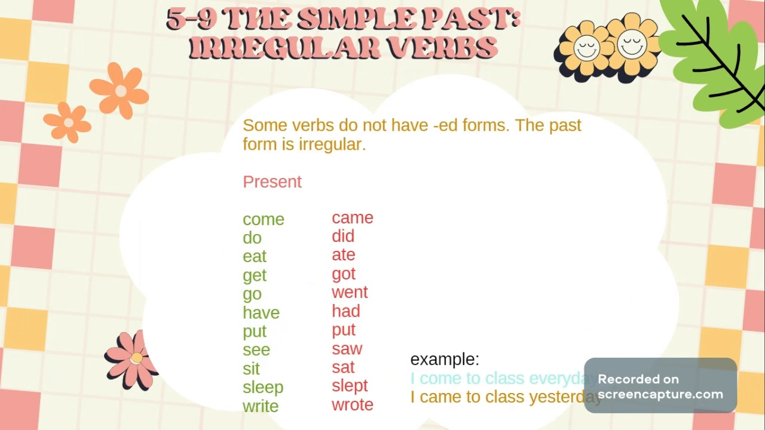And next, the simple past irregular verbs. Some verbs do not have an ed form. The past form is irregular, so it's a little tricky. Also, we have the present verb. Come becomes came, do becomes did, eat becomes ate, get becomes got, go becomes went, have becomes had, put becomes put, see becomes saw, sit becomes sat, sleep becomes slept, write becomes wrote. Example: I come to class every day, and I came to class yesterday.